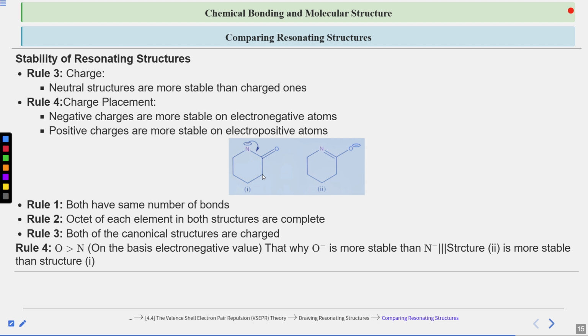If you look at rule 4, it is saying that the negative charge should be on the more electronegative element. But in structure 1, it is on the nitrogen, which is less electronegative than oxygen. Therefore, your nitrogen, which has a negative charge, will be more unstable. So we can say that here structure 2 is the correct structure. I guess this is clear to you. It's very simple to understand. All these 3 rules were not applicable, so you move on to the 4th rule, which says that the negative charge should be on the more electronegative element.